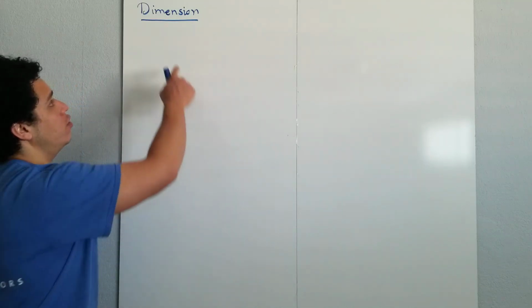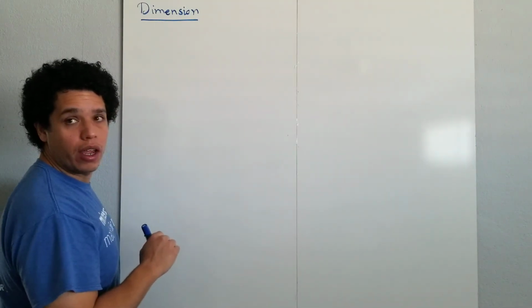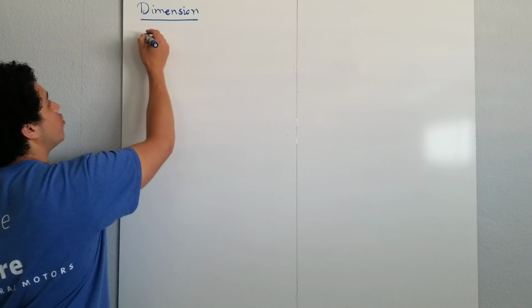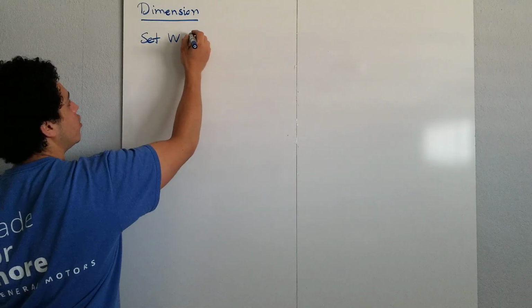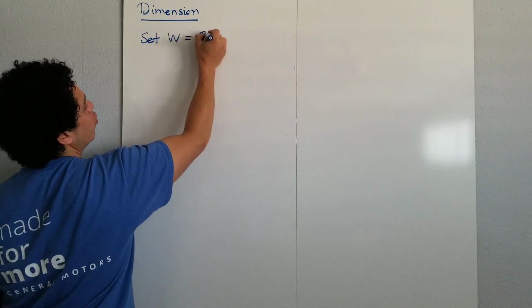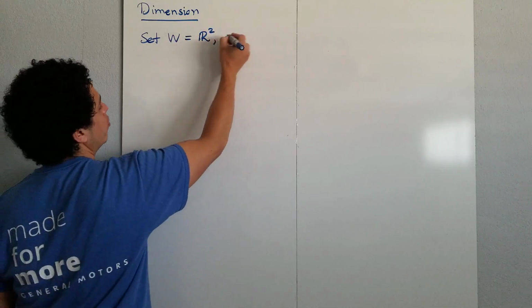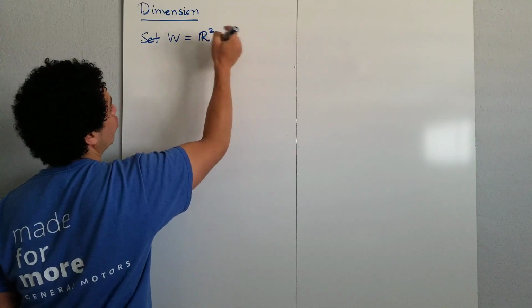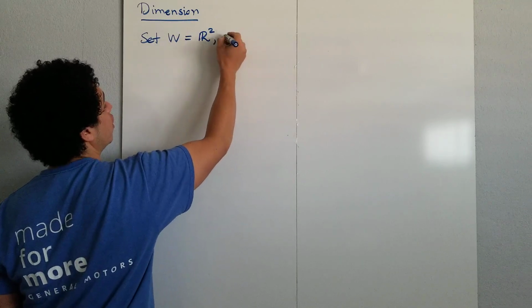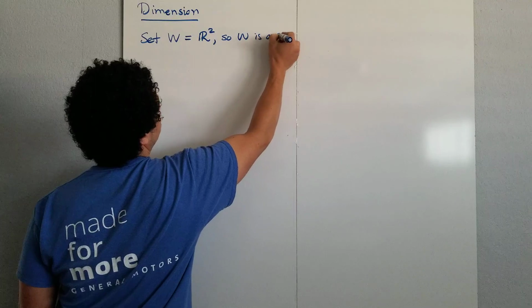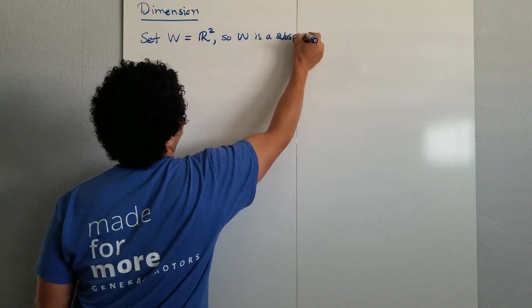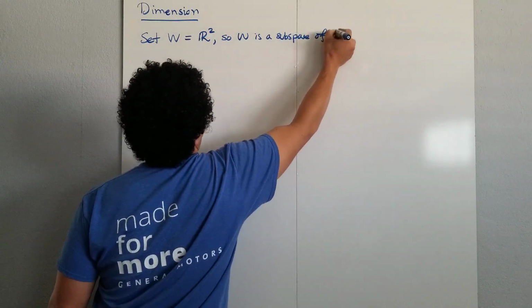Hello, I'd like to start with the notion of dimension today. So to do that, let me introduce the following setting. I'm going to set W to be all of R2. That way, we don't have to check that W indeed is a subspace. So W is a subspace of R2, of course.